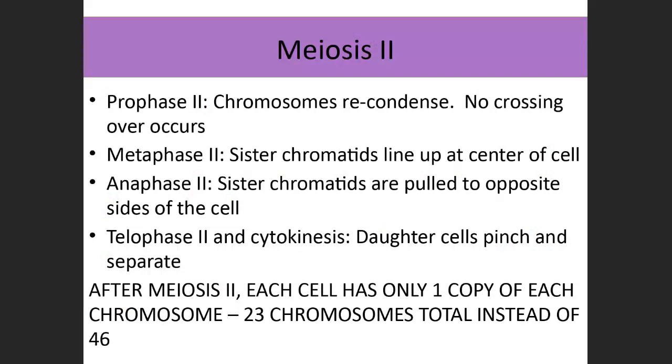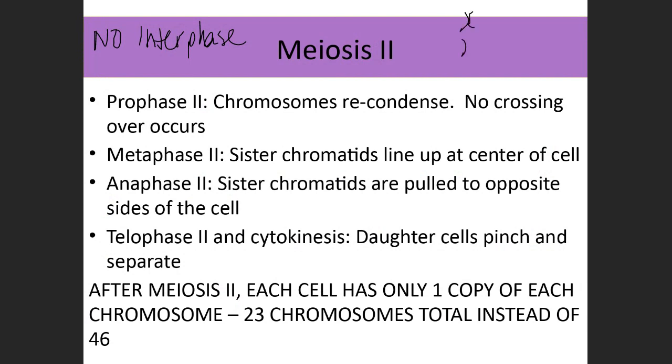Meiosis 2. We do not go through interphase. We go straight from telophase of meiosis 1 right into prophase of meiosis 2. Our chromosomes are going to condense again. No crossing over. We did that already. We're done with that. Okay, now this is going to look a lot more like mitosis.